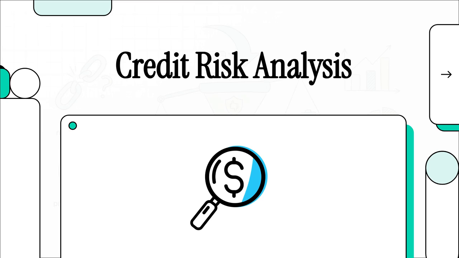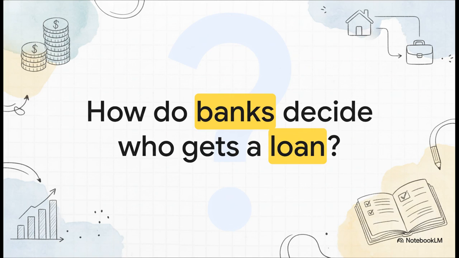Today, we're going to peel back the curtain on something that happens every single day in the world of finance: credit risk analysis. We're going to find out exactly how those huge decisions about who gets money and who doesn't are really made. Let's dive right in. So it all kicks off with a pretty simple question, one you've probably wondered about yourself. How in the world does a bank decide who actually gets a loan?